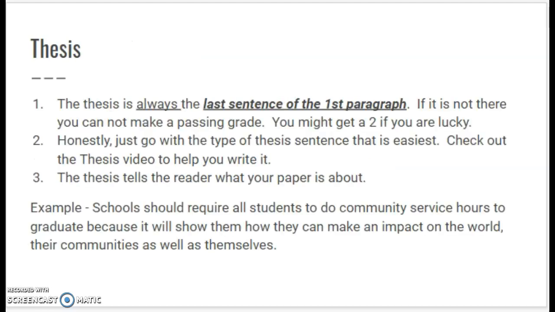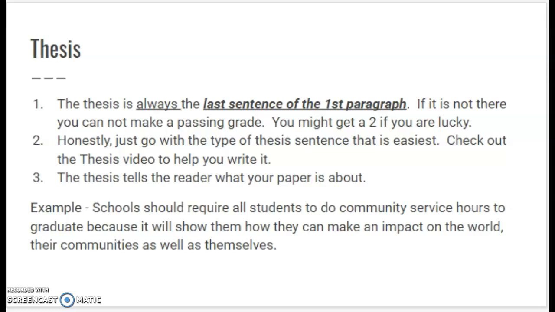The next is the all-important thesis. The thesis is always the last sentence of the first paragraph. If it is not there, you cannot make a passing grade. You might get a 2 if you're lucky, maybe. Honestly, there's several types of thesis. Just go with the easiest. Some people will tell you, oh, thesis can be 2 sentences. No, just do 1. Make it the easiest possible way.